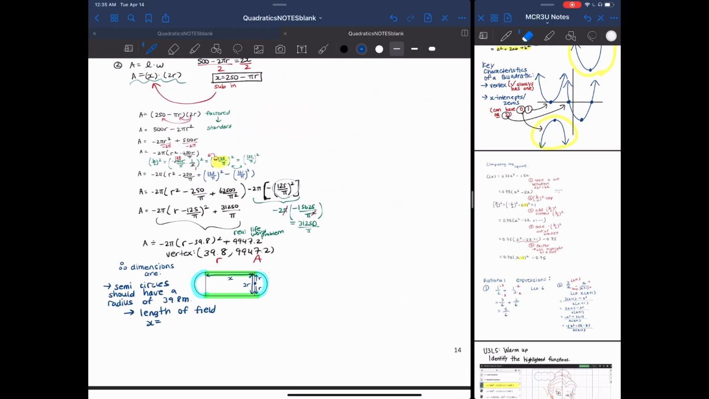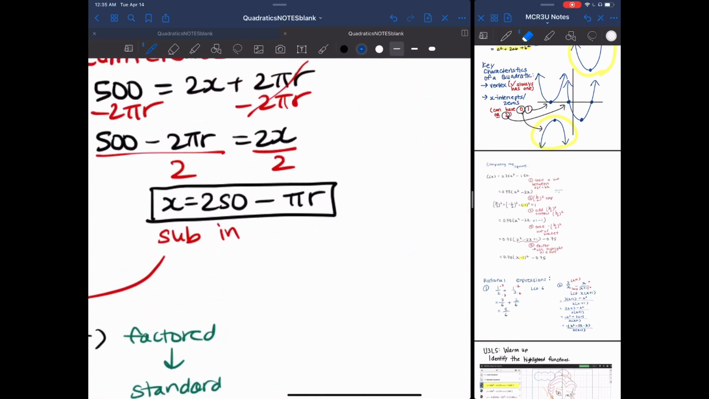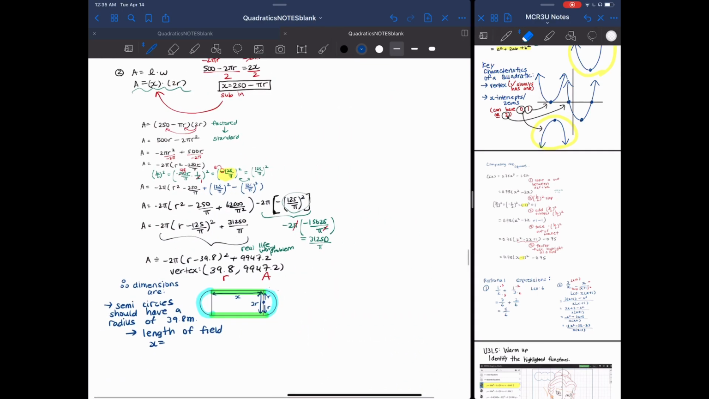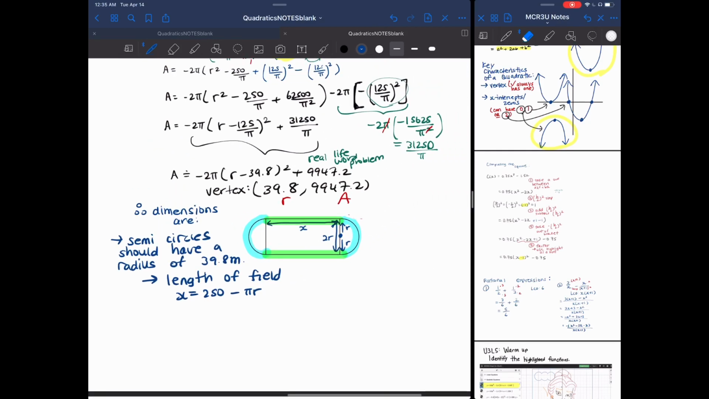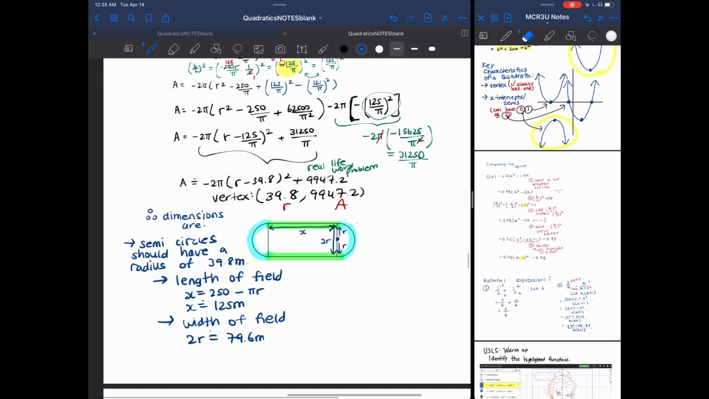When we unzoom, notice that we had solved for x over there. So I'm just going to use that formula over here and write x is equal to 250 minus pi r. Maybe I should unzoom. And so x is equal to about 125 meters when you plug that in. And then for the width, I have 2 times r, which is about 79.6 meters.